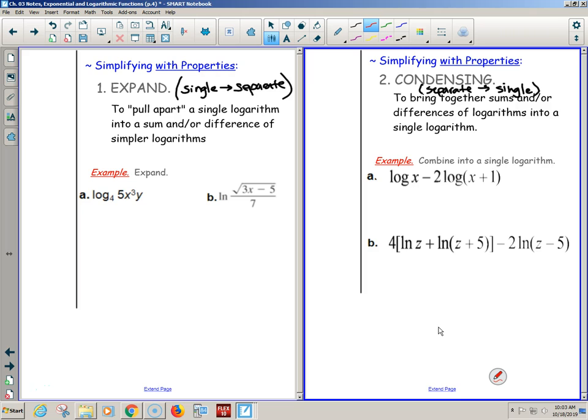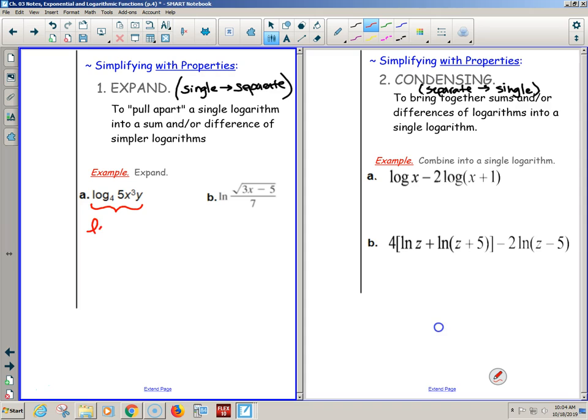Which one looks easier, A or B? A. Okay. What properties do I get to use? The multiplication property. Okay, that works. It has been multiplied, right? So what operation am I going to go back to? Addition. So does it make sense that this whole thing can be rewritten as log base 4 of 5 plus log base 4 of x cubed plus log base 4 of y? Do you see how that works?